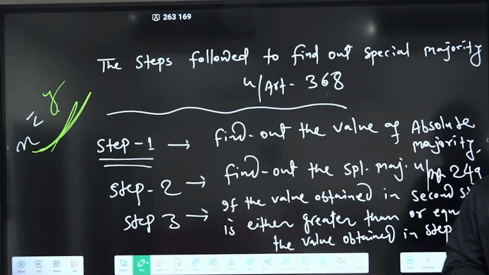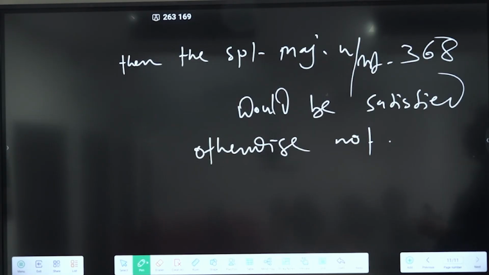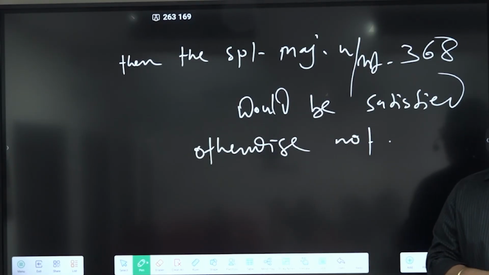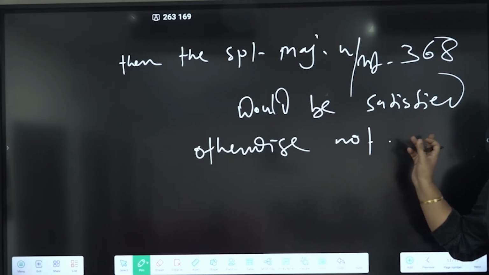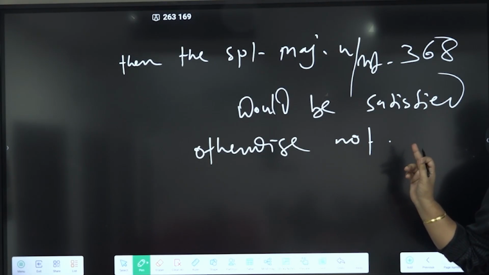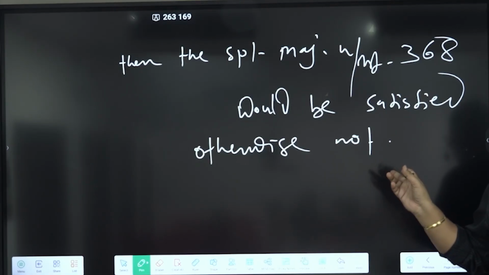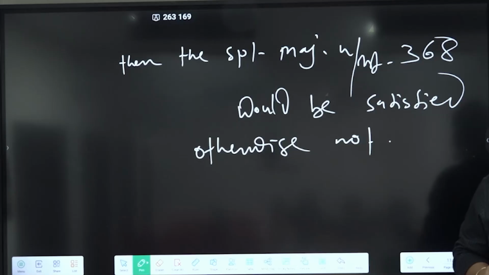So hopefully you would have understood the concept of majority. Shall I change the slide? So this majority, the majority given under Article 368, is employed in constitutional amendment. This majority is employed in removing the judges of higher judiciary from his office while passing a resolution seeking to that effect from the parliament.